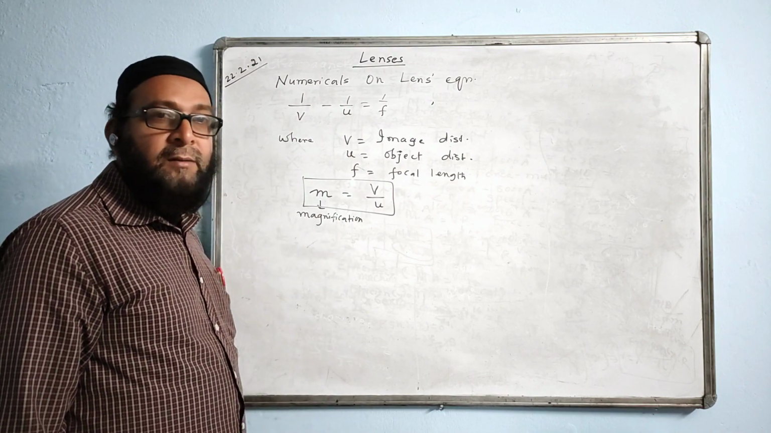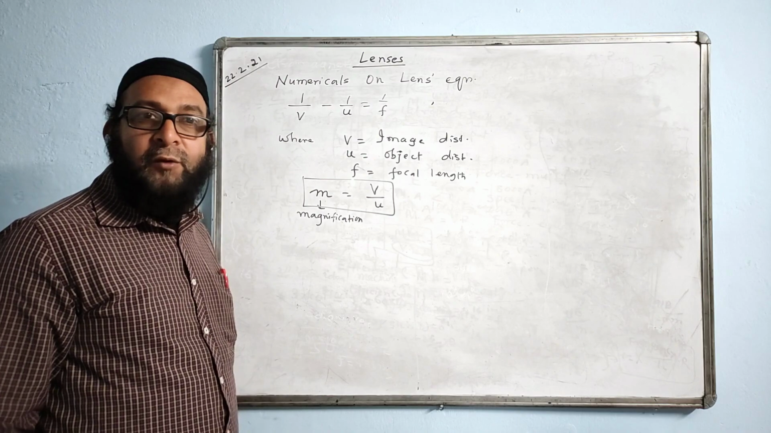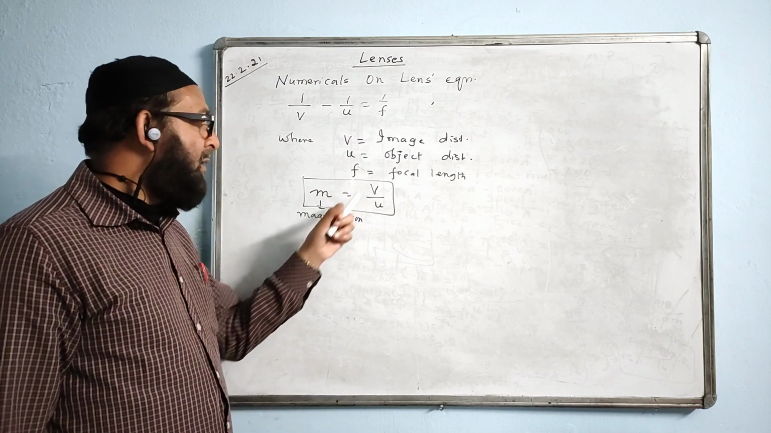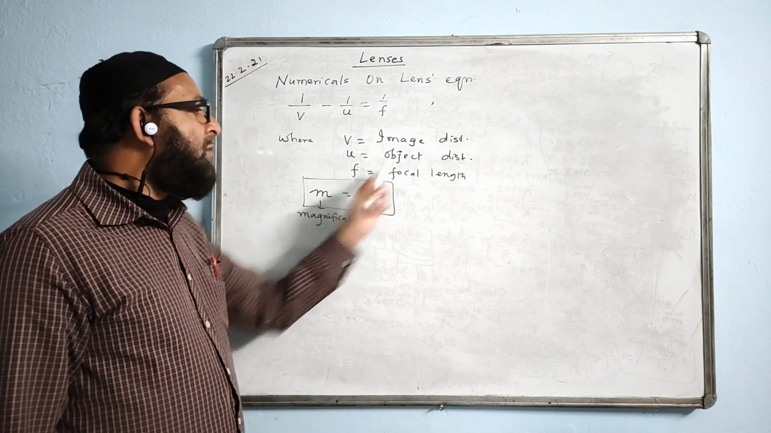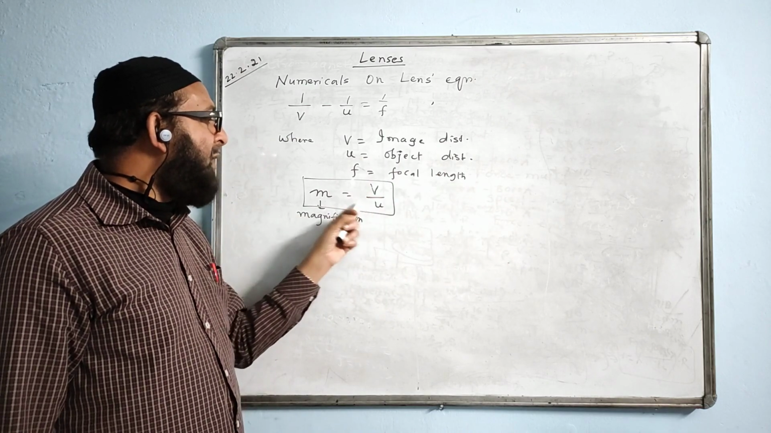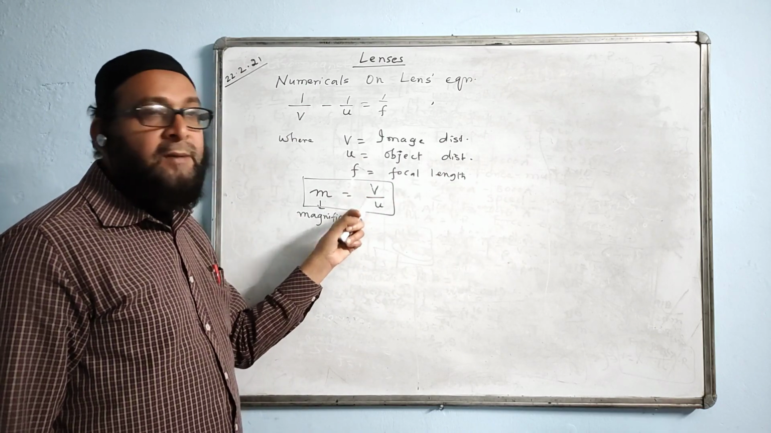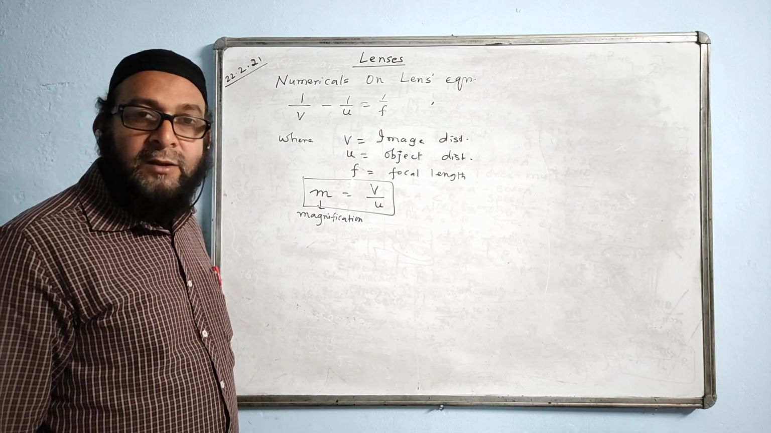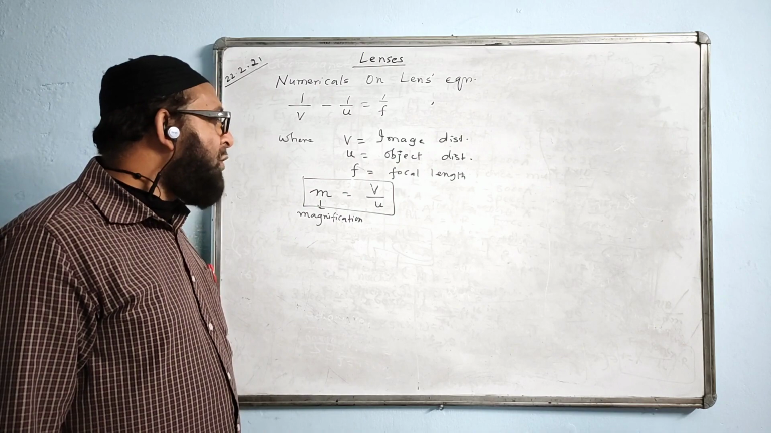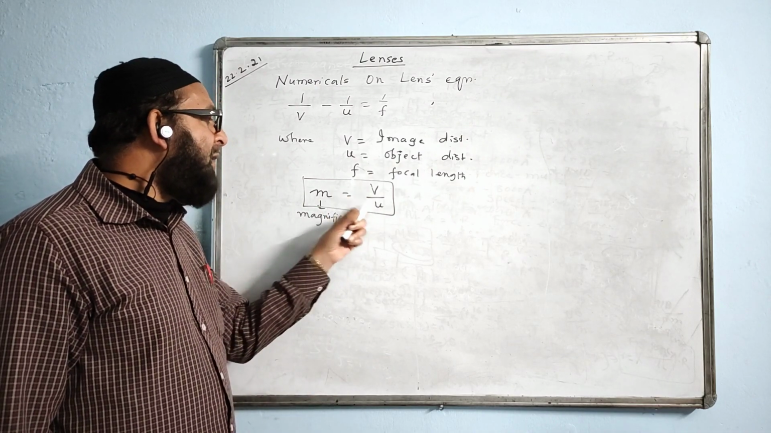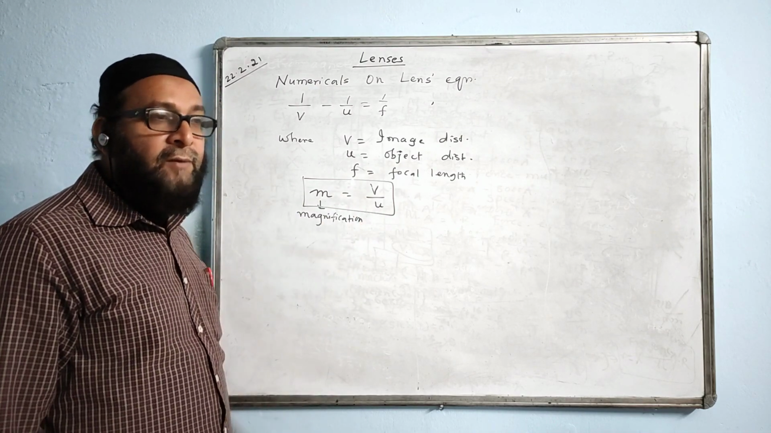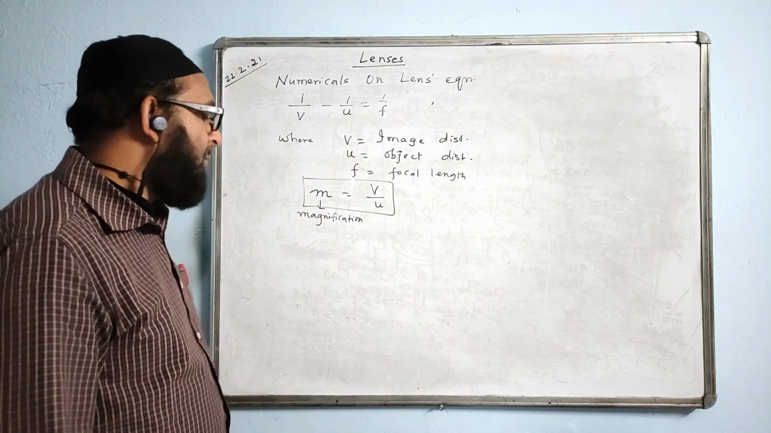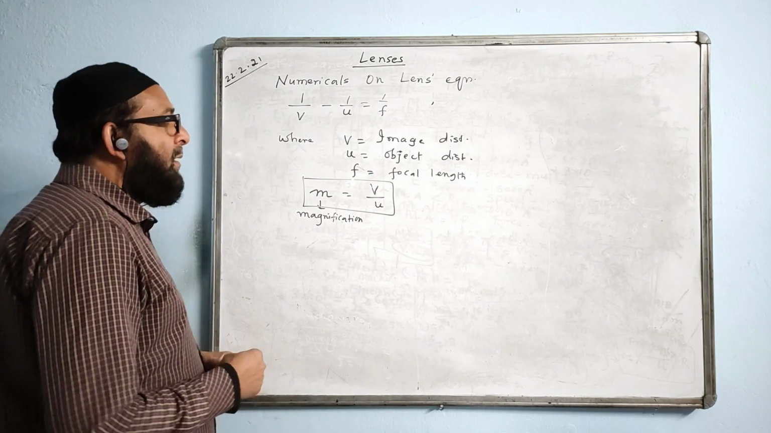Magnification also has sign. The sign of magnification for real image is minus, because real image is formed here on the other side, that is v is positive and u is negative. So positive divided by negative, answer is negative. Then the sign of M for real image is minus, negative, and for virtual image both will be negative, cancel. The sign of M will be positive. Okay.